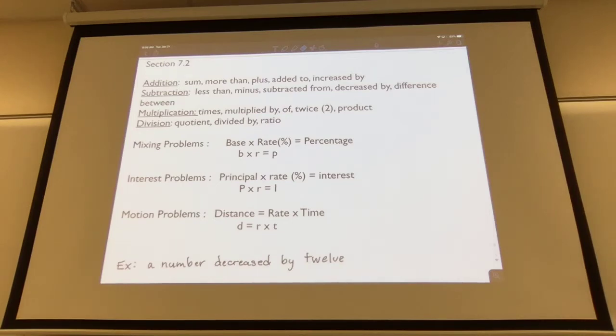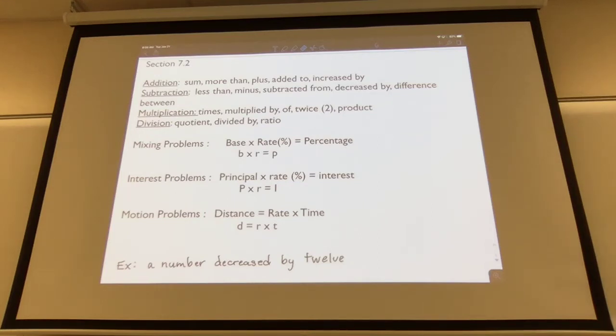Or if we know the triple of something, then you know to multiply by 3. Division keywords are quotient, divided by, and ratio. These are not the only ones, they're just probably the most common.